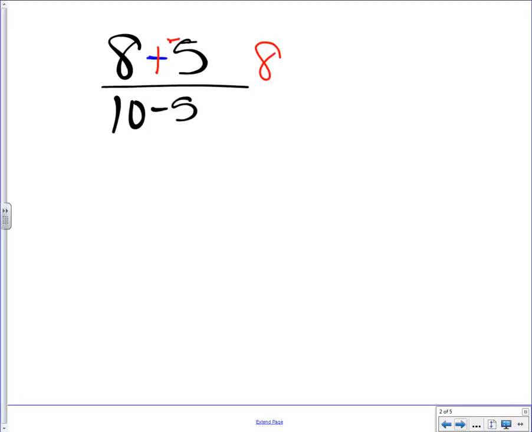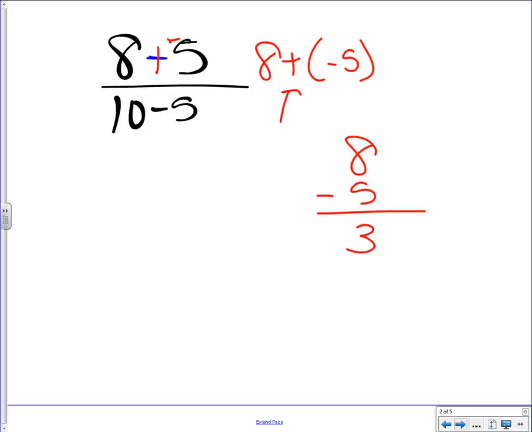So now I have the problem 8 plus a negative 5. It's an addition problem. Signs are different, one's positive, one's negative, so I subtract and take the sign of the bigger number. The bigger number was positive 8, so it's going to be a positive 3. So that's where I get this answer from.